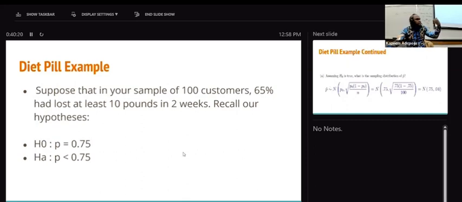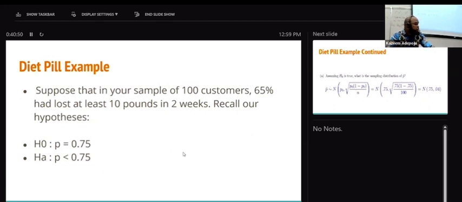Now, let's take a look at this example. Suppose that in your sample of 100 customers, 65% had lost at least 10 pounds in 2 weeks. What is the claim of the company? The claim of the company is what is going to be formulated in the hypothesis. Does that make sense? The company claims that at least 75% of their customers have lost 10 pounds.